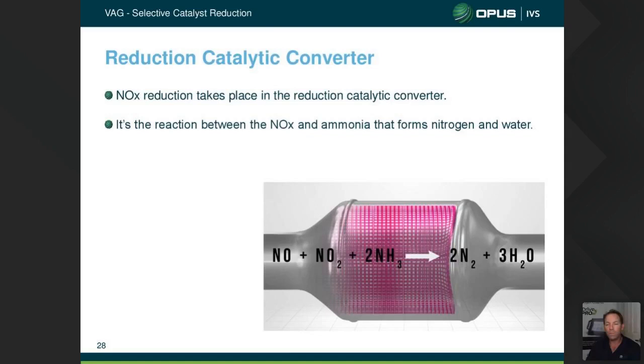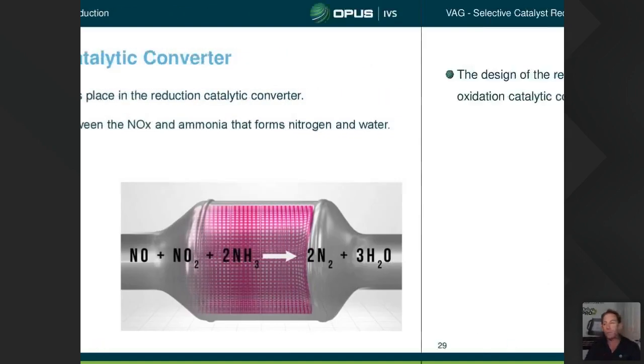So the NOx reduction takes place in the reduction catalytic converter. So it's a catalyst, right? So it's going to heat up. It's a reaction between the NOx and ammonia that forms nitrogen and water. So basically, it's breaking the NOx apart, and that's all it's doing. But you need heat. Any catalyst needs heat to work, and that's the idea of a catalyst: it creates a chemical reaction using heat.